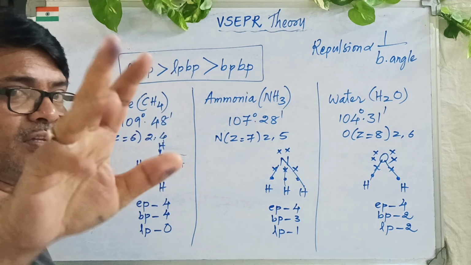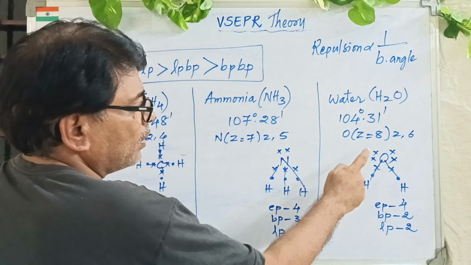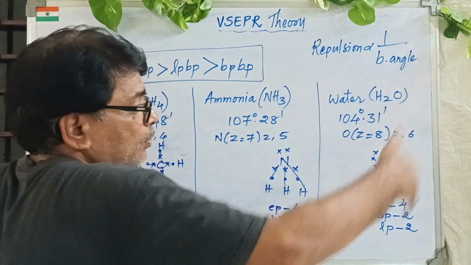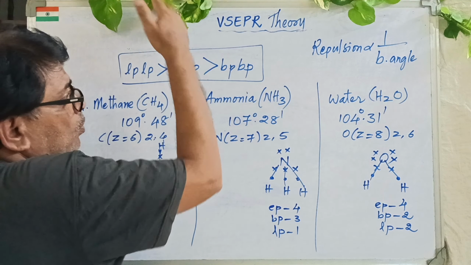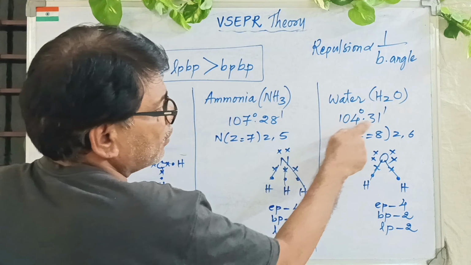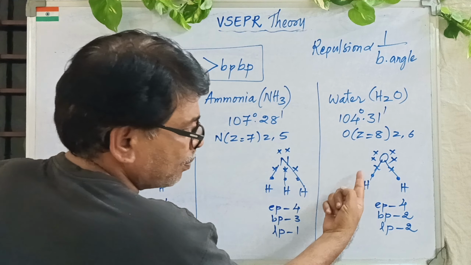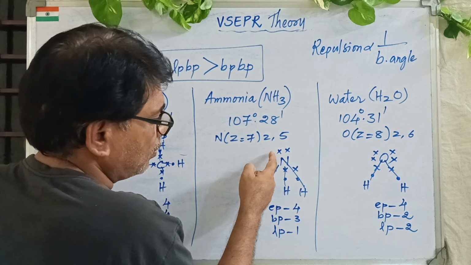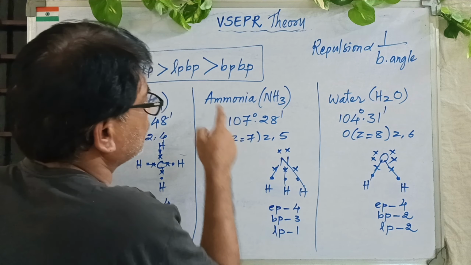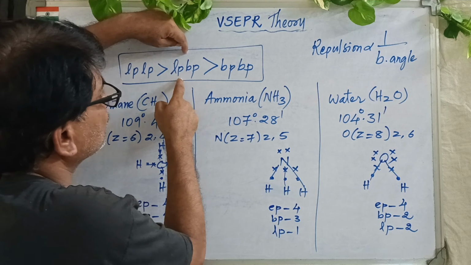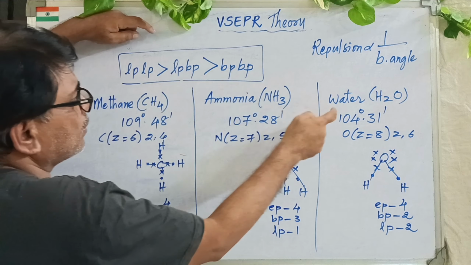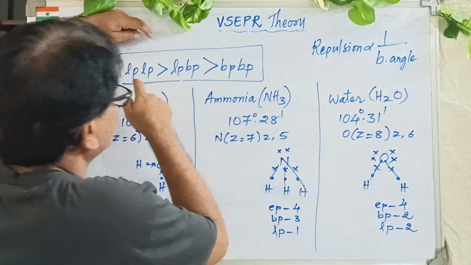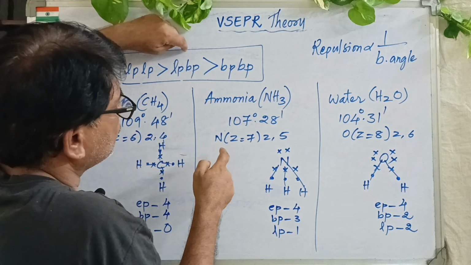Now just refer to these two. Here lone pairs are too many, 2. That means more lone pairs, then repulsion is more, bond angle is less, exactly 104. Compared to water, ammonia has only 1 lone pair, so it comes under this category. So we are speaking about these two. This is in case of water because you have 2 lone pairs, right? This is in case of ammonia.